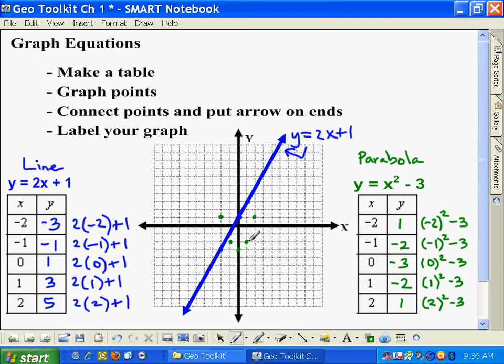So these are our 5 points here, and you'll notice that these do not form a straight line. They form a parabola. It's going to be a U-shaped figure. Also, this point down here is called a vertex.